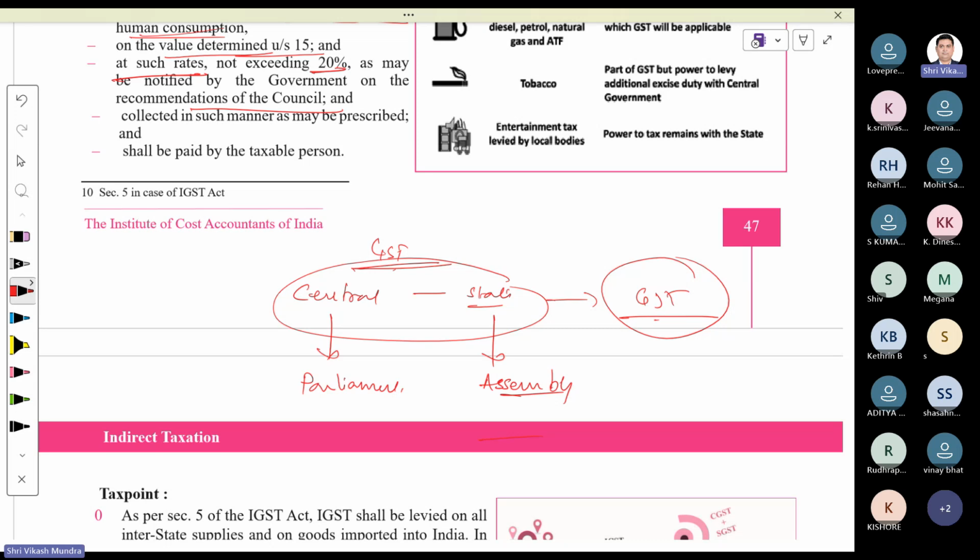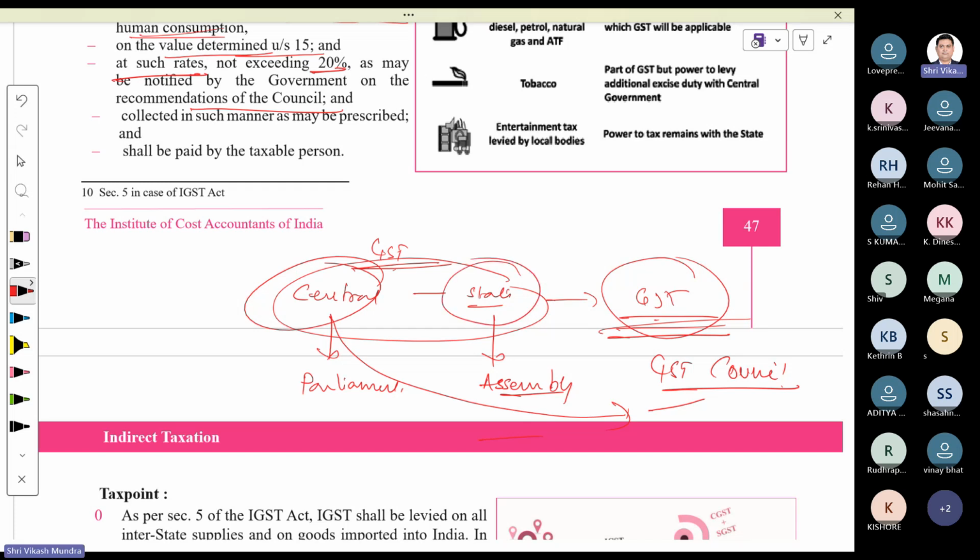To provide this common platform, a GST Council has been framed. This is a constitutional body. In this GST Council, the union finance minister, as well as the union state minister of finance, became members, along with all ministers of finance of all state governments. That means all finance ministers, whether central or state, became members of this GST Council.